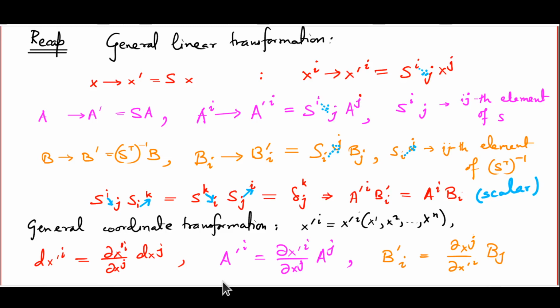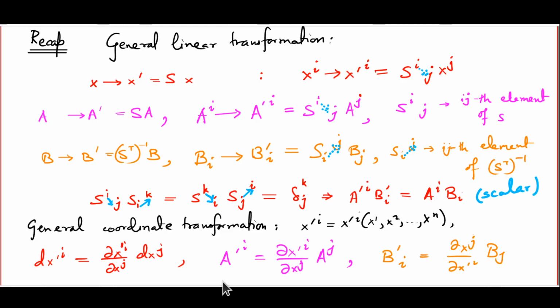The covector transformation equation, on the other hand, goes b'_i = (∂x^j/∂x'^i) b_j, and as we had shown in the last lecture, if ∂x'^i/∂x^j is the ijth element of the Jacobian matrix capital J, then ∂x^j/∂x'^i is actually the ijth element of capital J transpose inverse. So in that sense, the general coordinate transformations essentially replicate the same results as for general linear transformations.